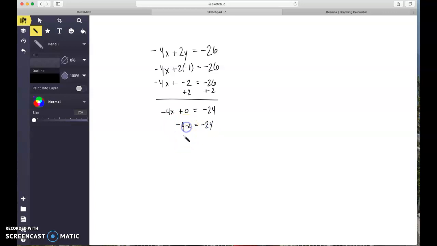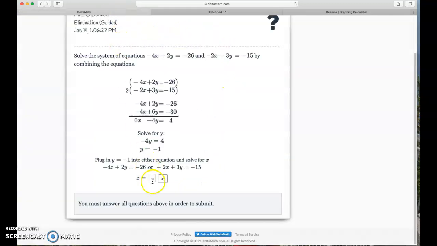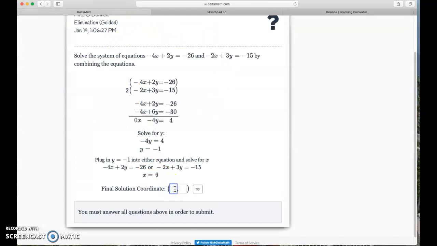I'm trying to get x all by itself, so I'm going to get rid of that negative 4 by dividing, since the opposite of multiplying is dividing. So I've got x equals negative 24 divided by negative 4, which leaves me with positive 6. So my final answer would be 6, negative 1. And I'm going to hop back over to Delta Math. X should equal 6. Let's try it. So my final solution would be 6 and negative 1.